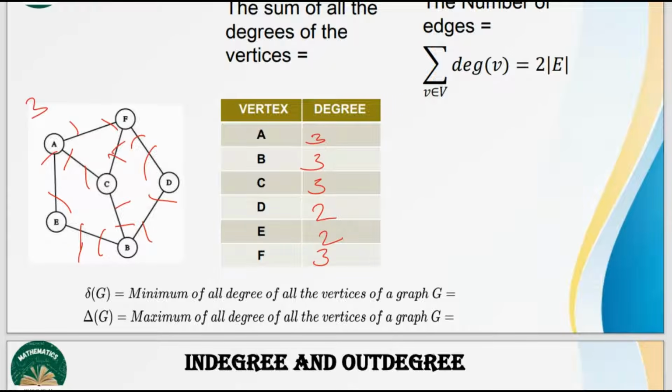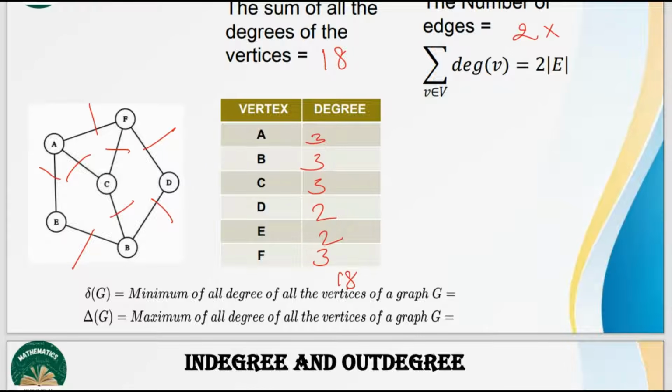So here if you count, 3 ones are 3, 3 twos are 6, 3 threes are 9, 3 fours are 12, 16, 18. So it is 18. The total sum is 18. Then it is 2 into the number of edges. How many lines do we have here? We have to calculate the number of lines. It will be 1, 2, 3, 4, 5, 6, 7, 8. So it is 2 into 8. 2 eights are 16. So they are not equal. Therefore it doesn't satisfy the Euler handshaking lemma.